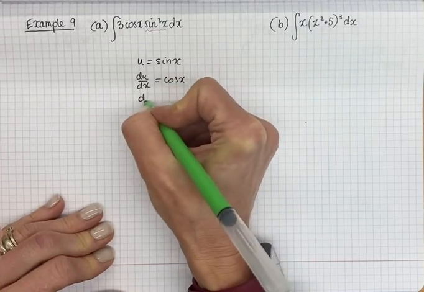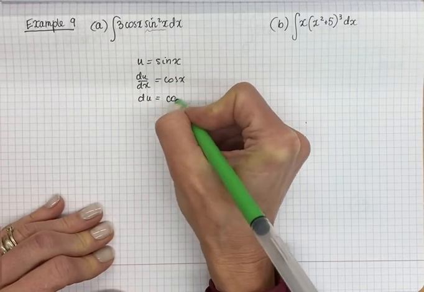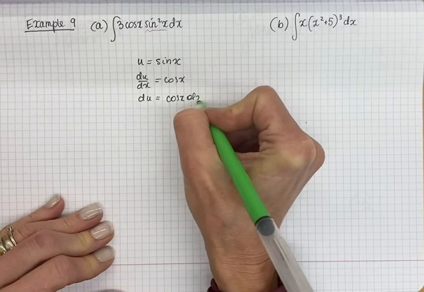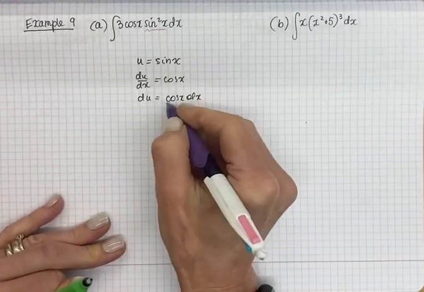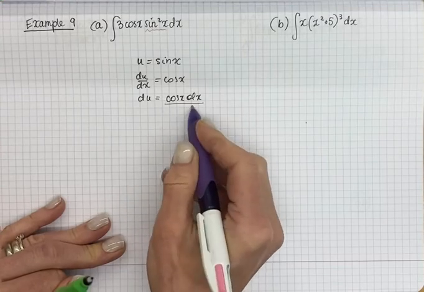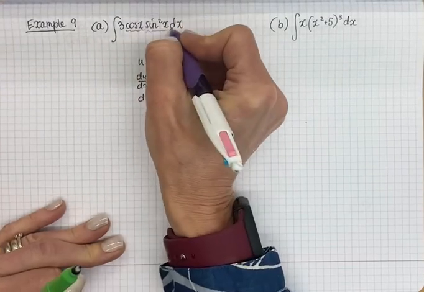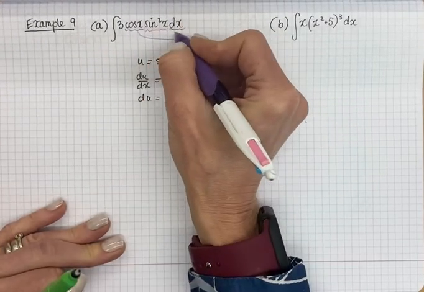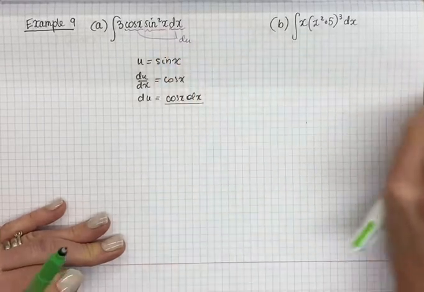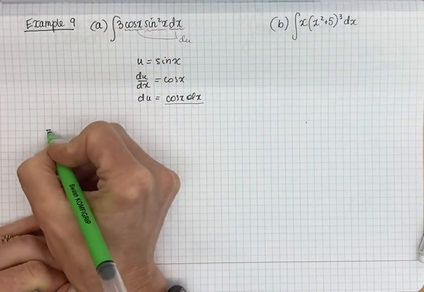And here I'm going to do the separating. You've got cos x dx. Now have a little glance at the question above. Have I got cos x dx? And yes, I do. And so that is going to be worth du. So we're actually ready to do the substituting.